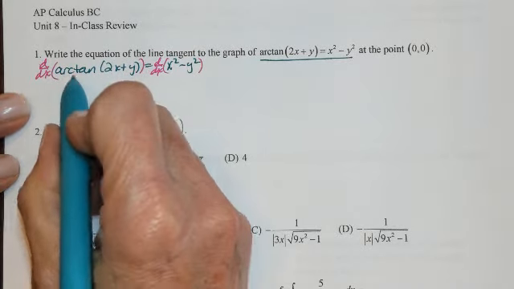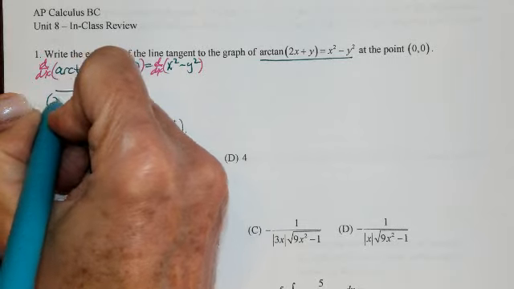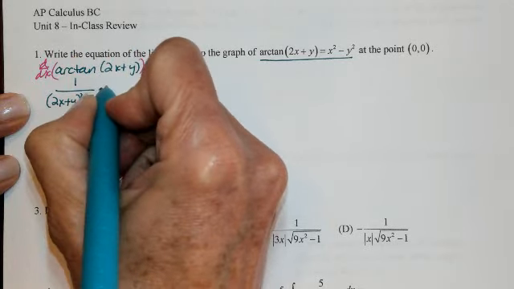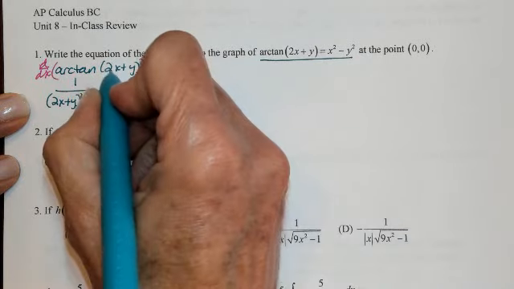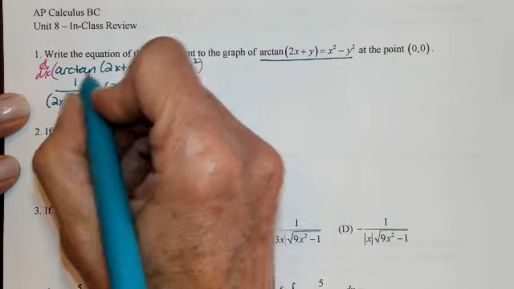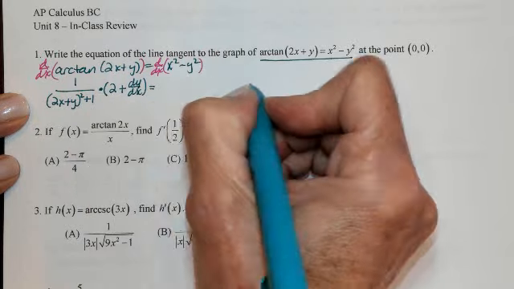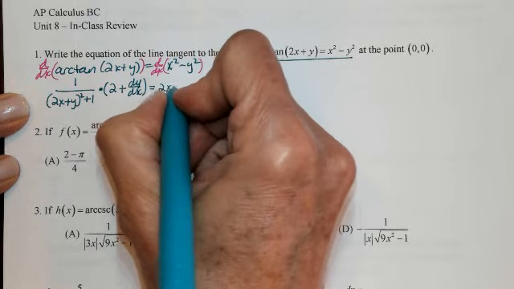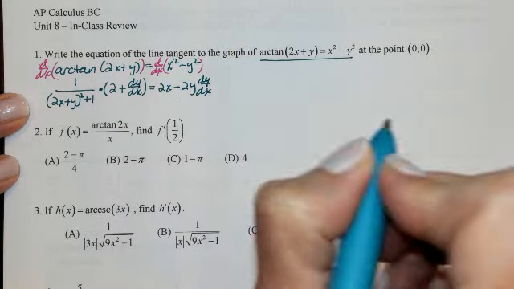So the derivative of arctan of anything is 1 over the square of the argument plus 1 times the derivative of the argument. Chain rule, right? Chain rule. So the derivative of the argument is going to be 2 plus 1 dy/dx. And the derivative on this side will be 2x minus 2y dy/dx. Got to do that implicitly.